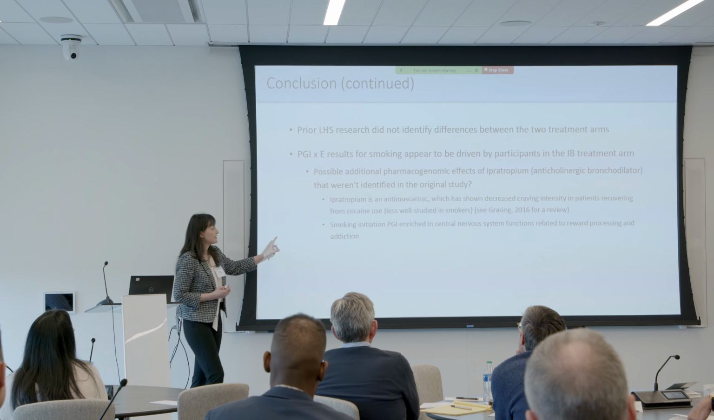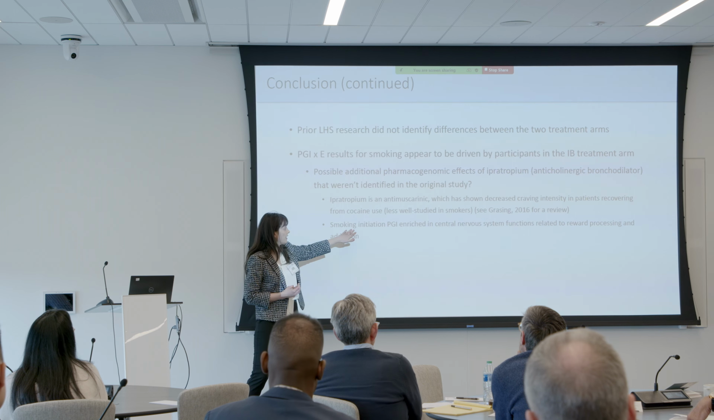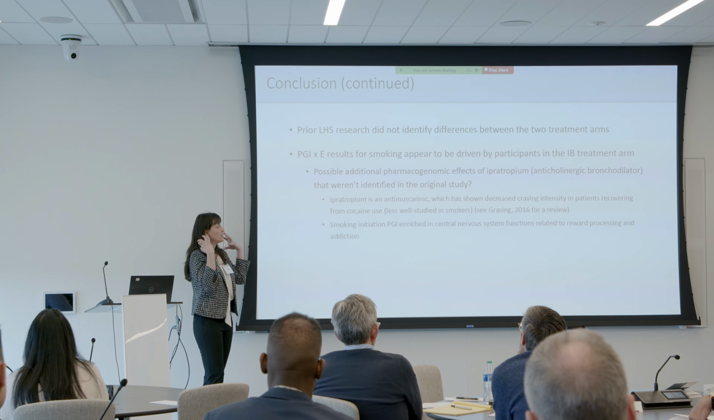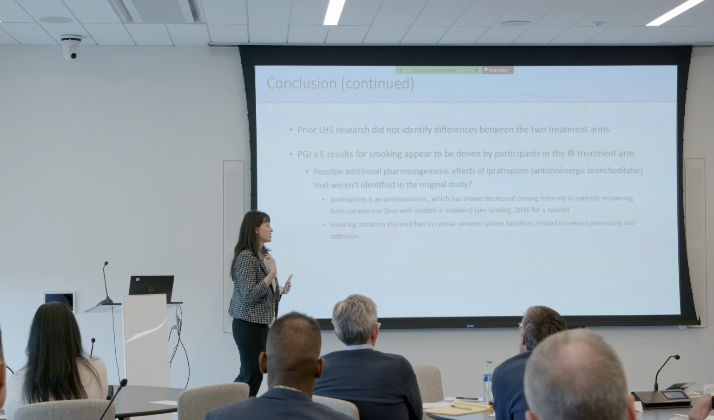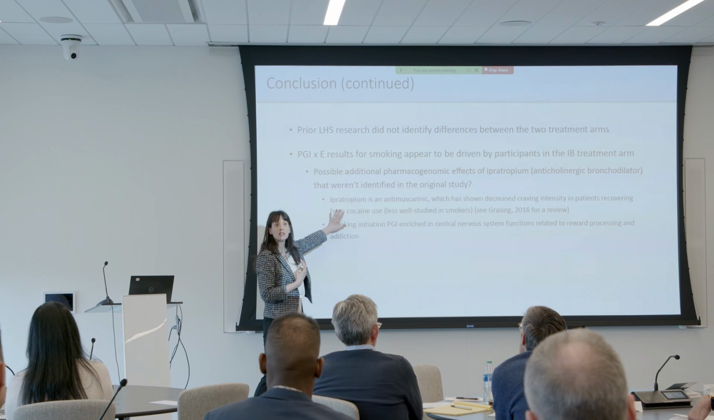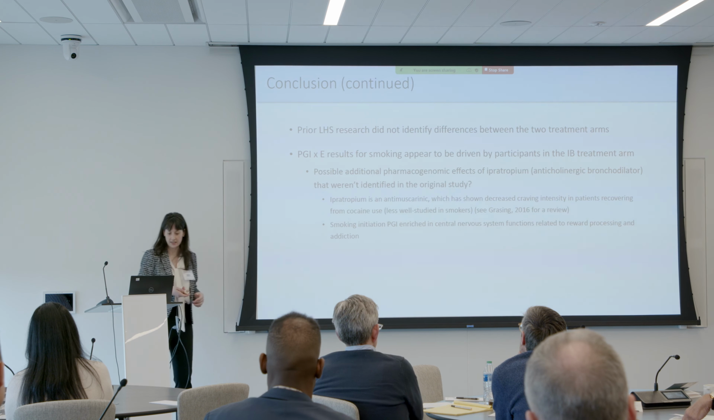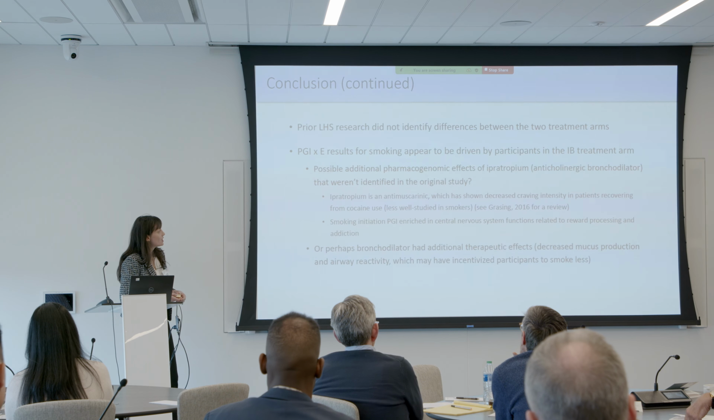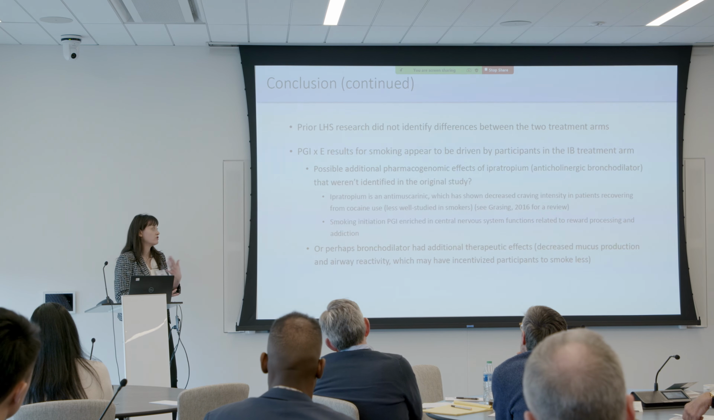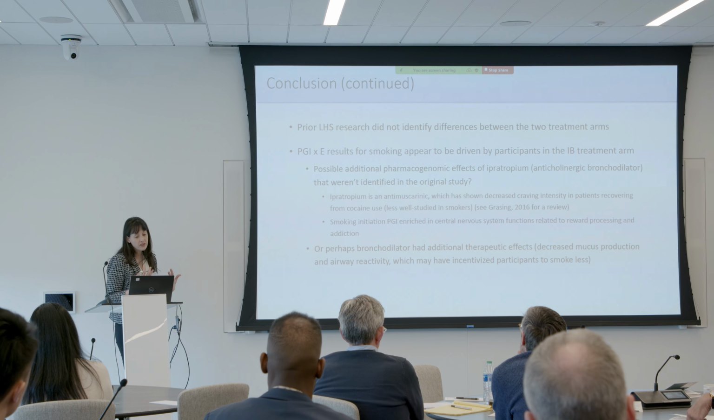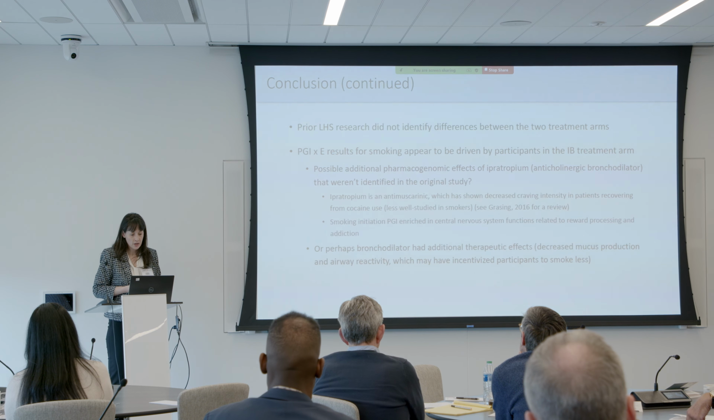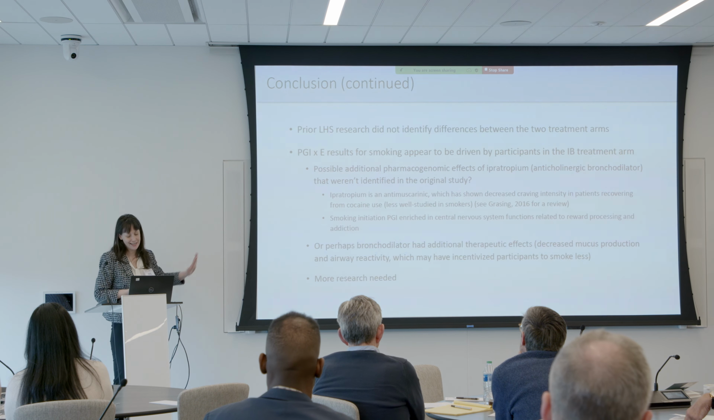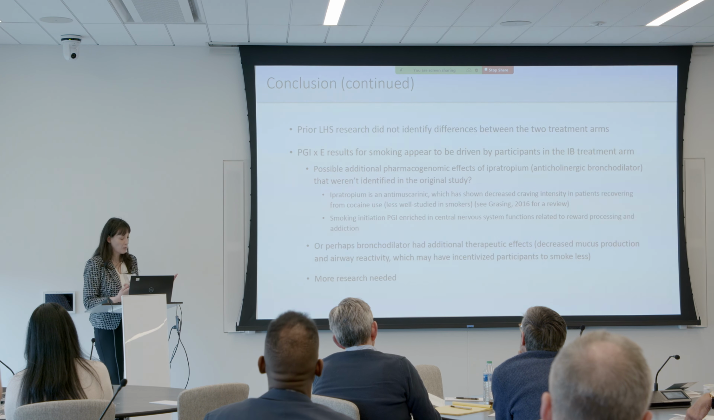What's interesting too is we find this in particular with the smoking initiation PGI. That's a PGI that is really enriched in the central nervous system for functions that are related to reward processing and addiction. So it kind of makes sense from the standpoint that it might be decreasing breathing intensity. Or perhaps the bronchodilator had additional therapeutic effects. It could have just decreased mucus production and airway reactivity, which may have incentivized participants to smoke less. But overall, more research is needed here. This is, again, just a hypothesis.